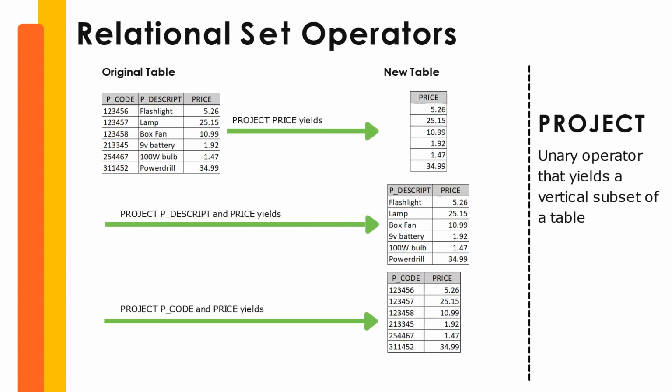The next relational set operator is project, which is a unary operator that yields a vertical subset of a table. So from our original table earlier, P code, P description, price, if we project through price, it will yield the table that only has the prices. If we project the P description and the price, it will yield the table containing only the two columns. And if we project using P code and price, it will give us as a result the table containing the P code and the price.